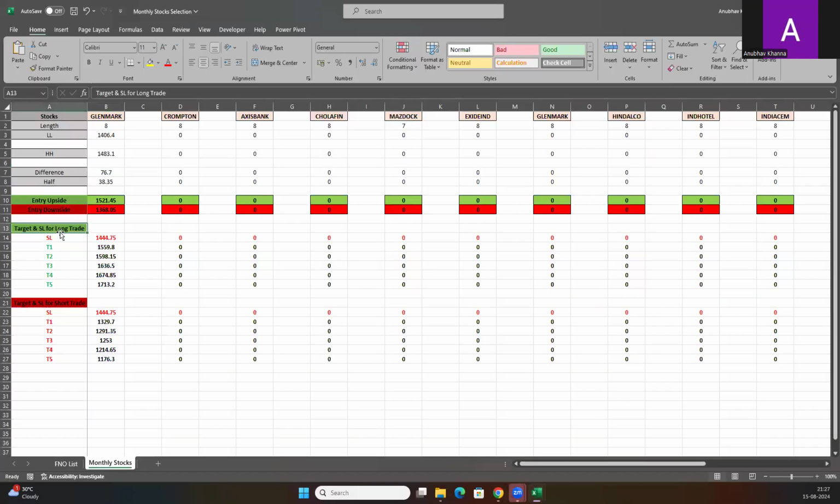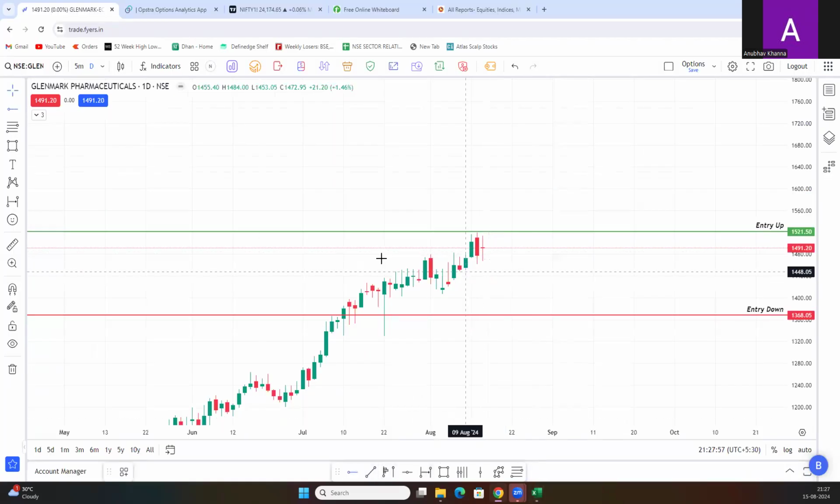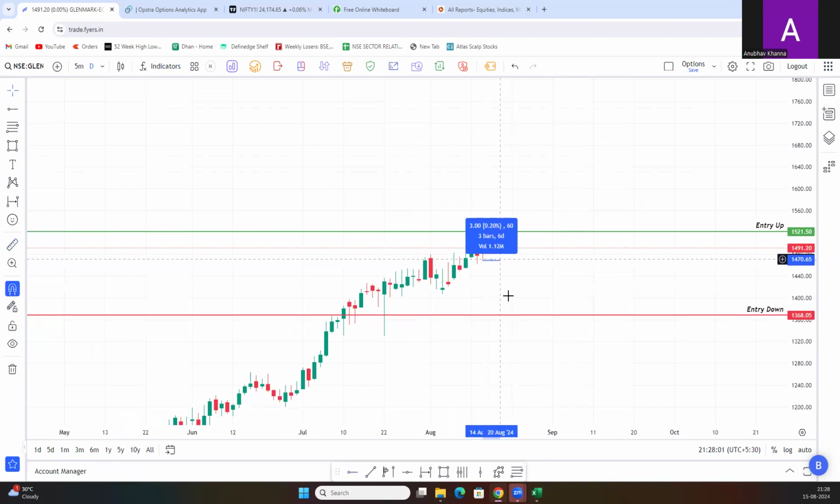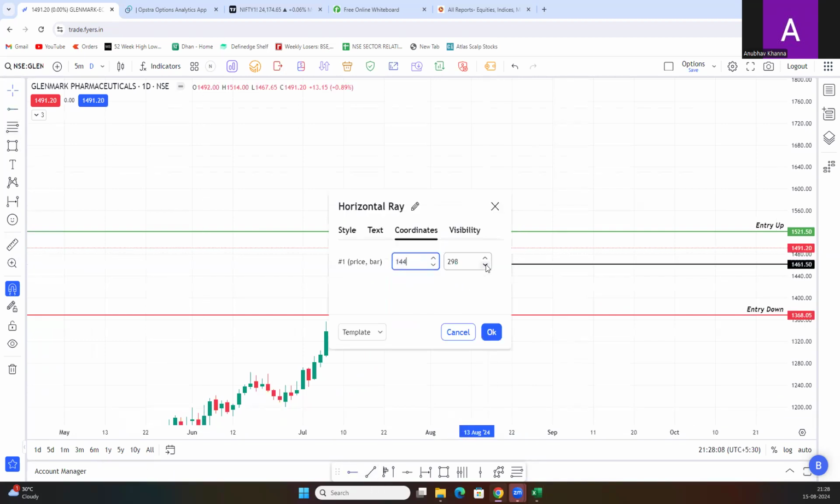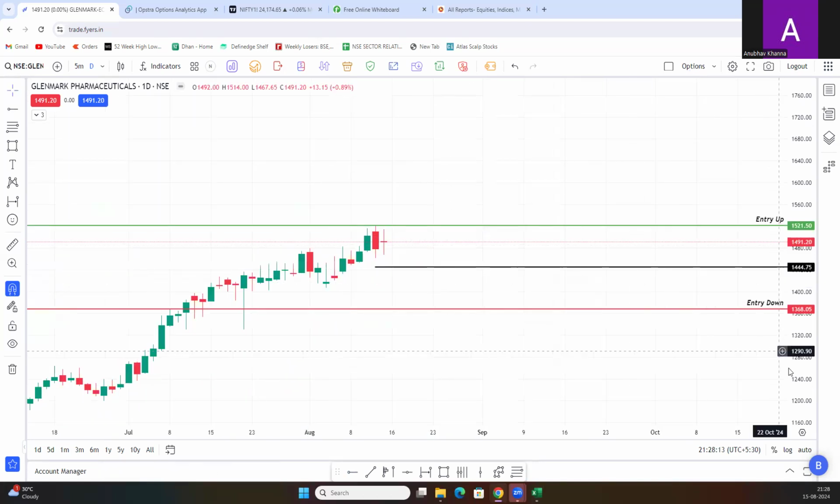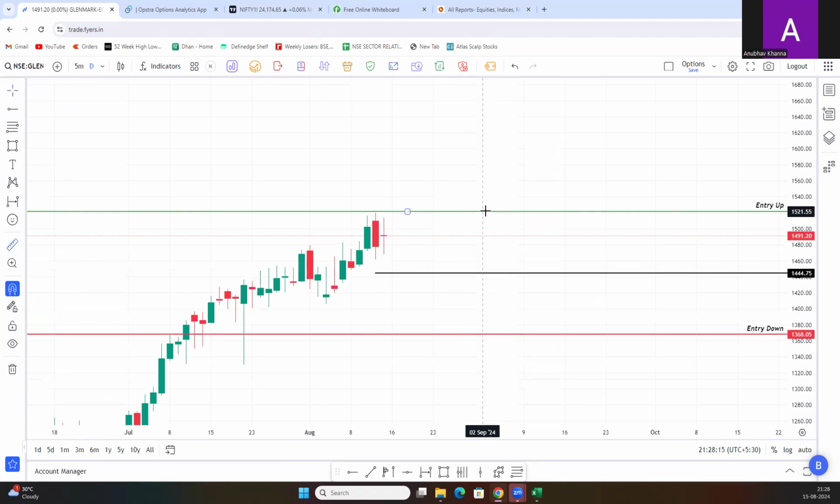Now we have a stop loss. Let's say if I want to go long in Glenmark, my stop loss is 144.75. Let's draw a stop loss line. The price is 144.7. How much percent is my stop loss? It's almost a 5% stop loss.